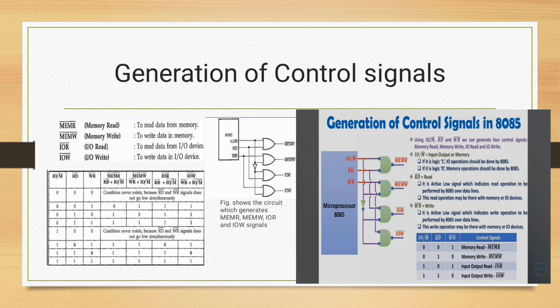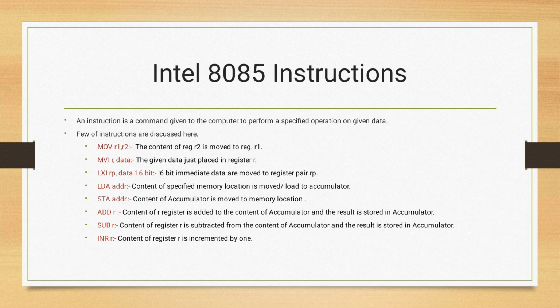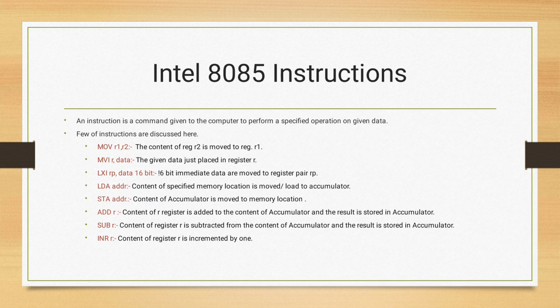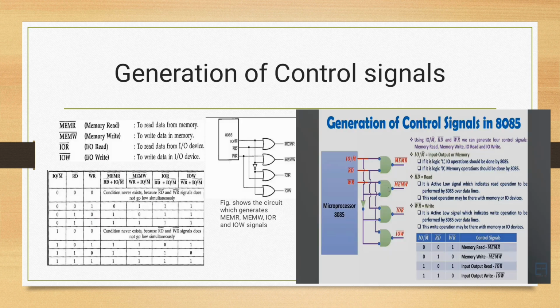That is why these are known as active low signals. If we follow this truth table, whenever we apply the 001 combination, MEMR, that means memory read operation, will happen. Whenever 010 is applied, then memory write operation is happening, and for 101 input output read and 110 input output write operations are done by the processor.